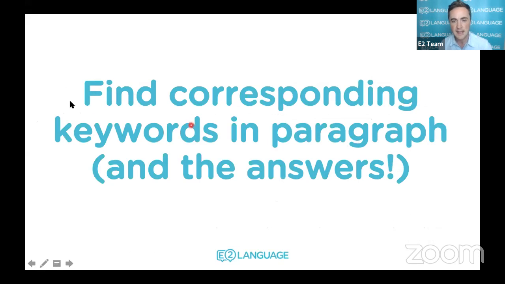Right. Now I want you to find the corresponding keywords in the paragraph, because we found them in the question. Find them in the paragraph, and I want you to find the answers, okay? So please type in the answers.